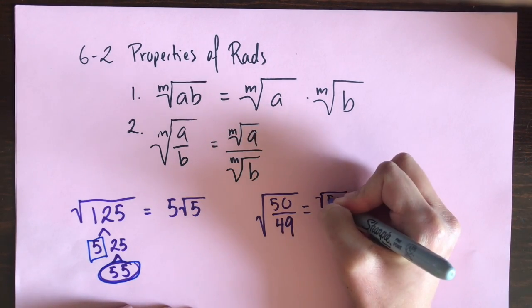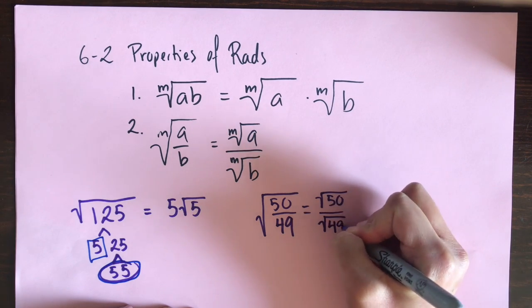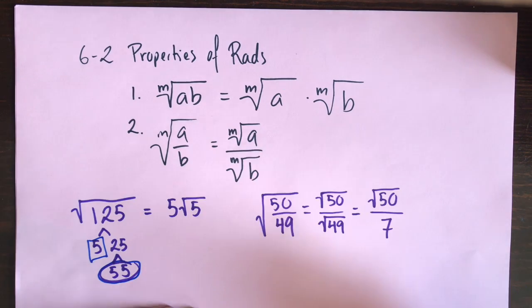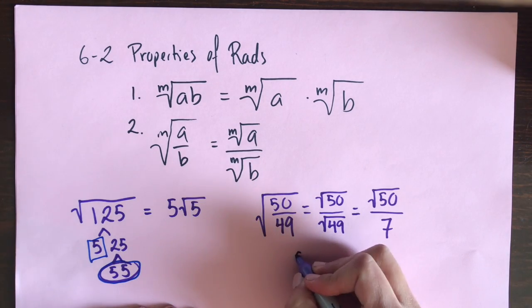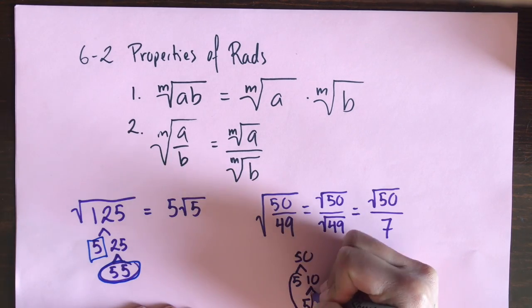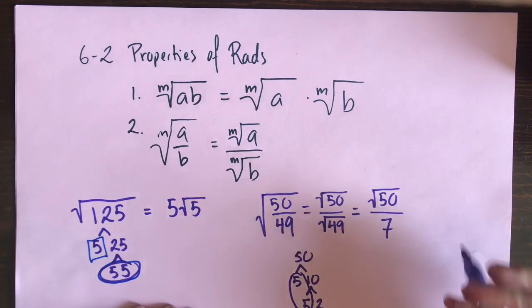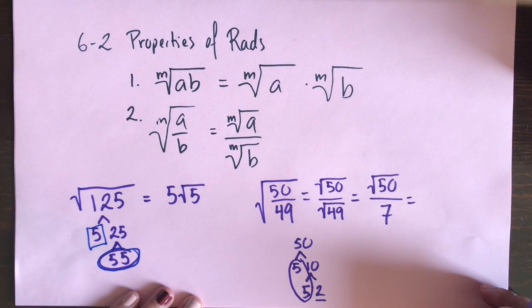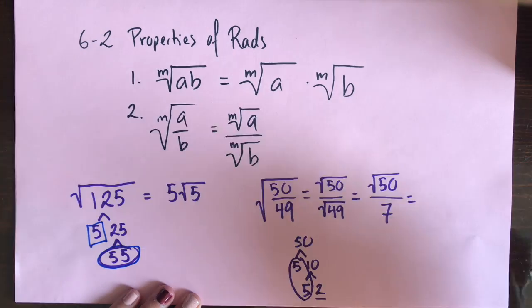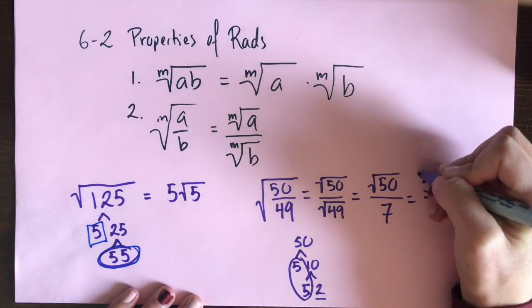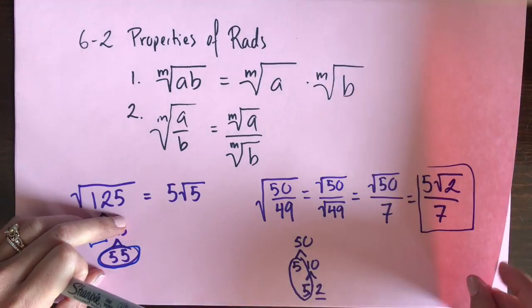Now I have square root of 50 over square root of 49, which I'm going to split up just like that. Everyone knows the square root of 49, hopefully, is 7. Then I'm going to make a tree for 50. When we split 50 up, we get a pair of 5s and a 2. So a 5 is going to come outside of the radical, and the 2 will be left inside the radical because it is by itself. It doesn't have a pair. So it's going to be 5 square root 2 over 7, and that's our final answer.